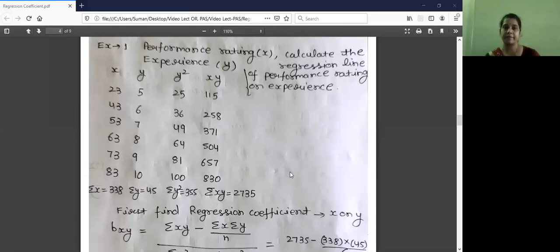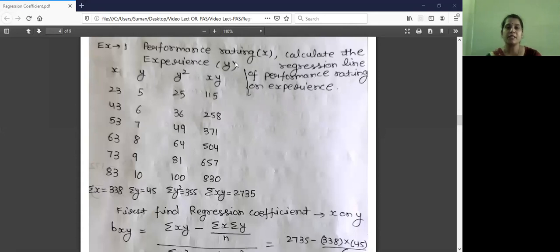Hello, good morning everyone. In our previous session, we have already seen the different types of formulas of correlation coefficient and regression. What is the regression coefficient? What is the regression line? So this is the example of regression line and regression coefficient.